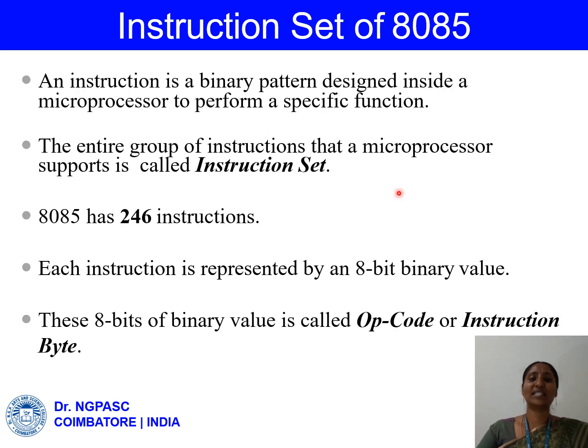So what is instruction set? Instruction set is designed to perform certain specific functions. The entire instruction set in a microprocessor is what it supports. The 8085 microprocessor has 246 instructions and each instruction is an 8-bit binary value, and this 8-bit binary value we call an opcode or instruction byte.